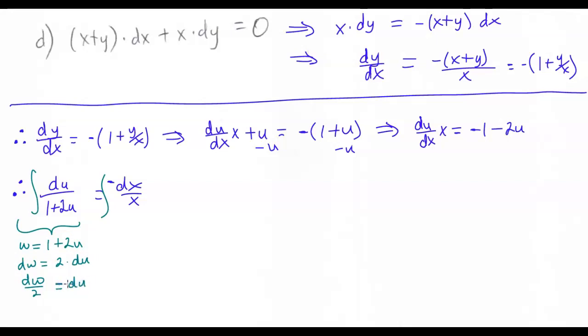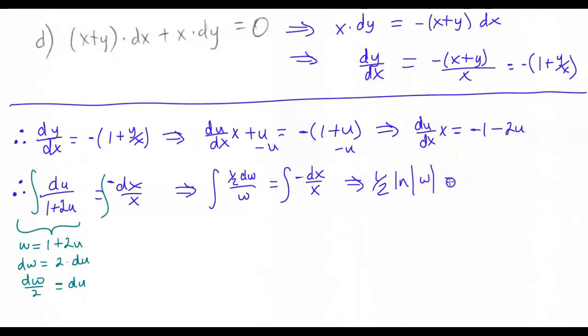just du. All right, so now that we have that established here, then of course du is just going to be 1/2 dw over w. And on the other side here, minus dx over x. And this is just 1/2 natural log of absolute value of w equal minus natural log of absolute value of x. And then this will be plus some constant here.